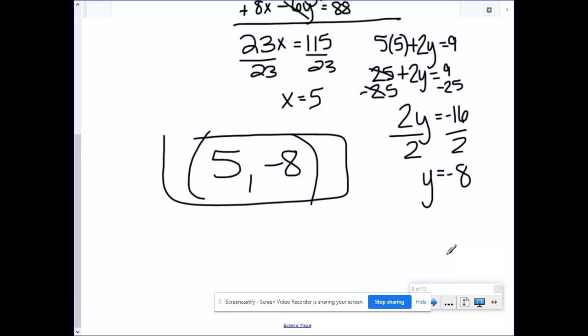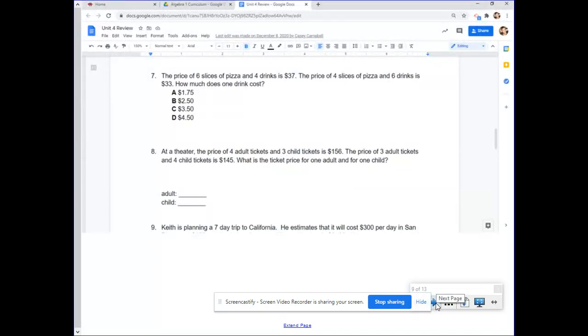All right, so that was, I don't even know what number that was, but we're moving on to 7. The price of 6 slices of pizza and 4 drinks, so 6x plus 4y equals 37. Then it says the price of 4 slices of pizza and 6 drinks is 33. And then it wants to know how much a drink costs. So are we looking for x or for y? We want y. So I'm going to try to get my x's canceled out. I'm going to take the top equation times 4 and the bottom equation times -6. If you did this differently than me, that doesn't mean you got it wrong. So keep your answer until we see.